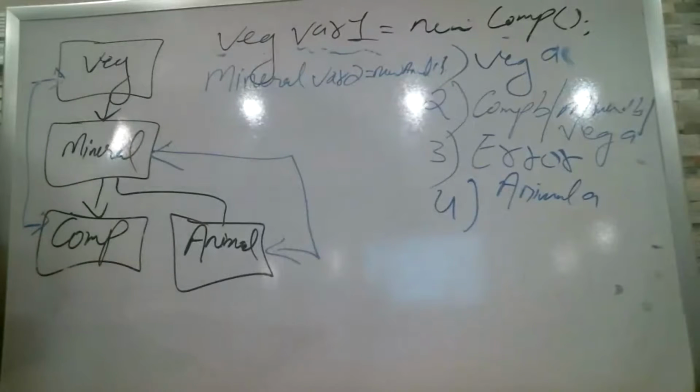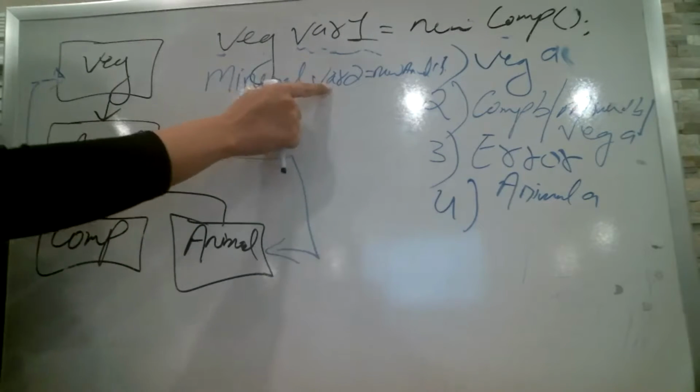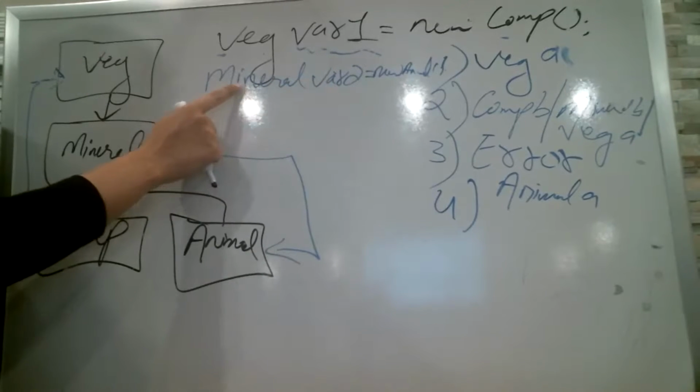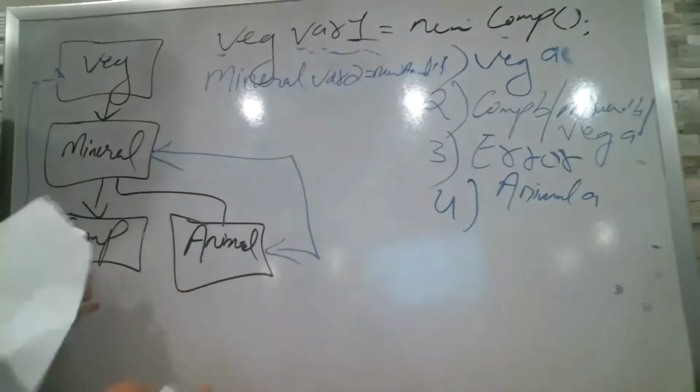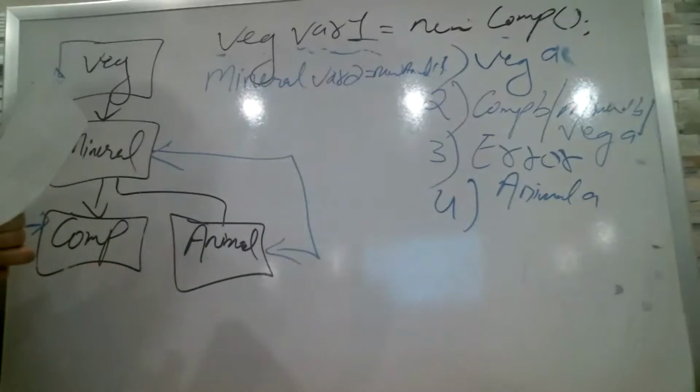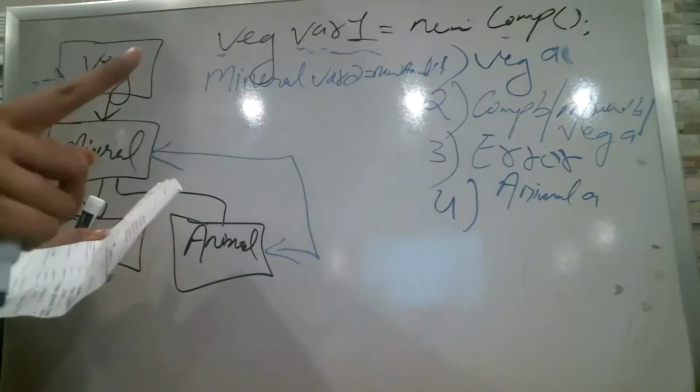Okay, now we have variable 2 method B. Check mineral. Does mineral have method B? Yes. Now we will go to animal looking for method B. Does animal have method B? Animal doesn't have method B. We will go to mineral.